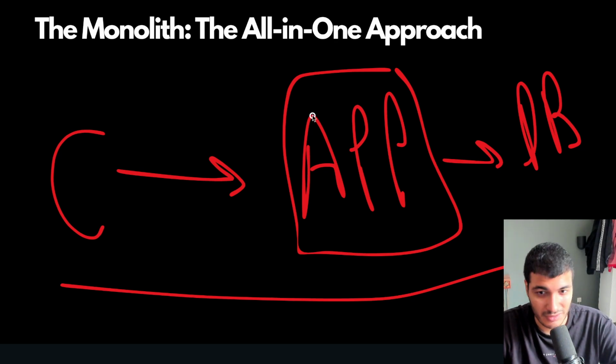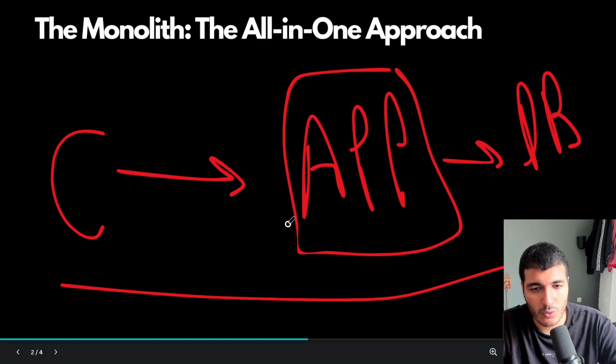It's simple to develop. For small teams and new projects with uncertain requirements, it's straightforward to get started. Number two, simple to deploy as well. You deploy just one large file of packages and that's it. Number three, simple to test because all code runs in a single process, making local testing and debugging easier. Number four, easy to scale vertically. You can just make a single server more powerful. You can add RAM, CPU, stuff like that.